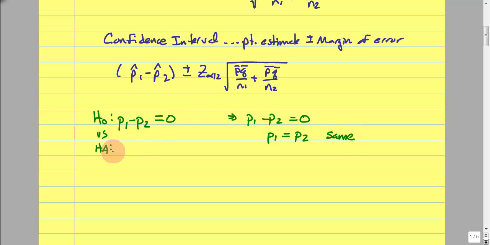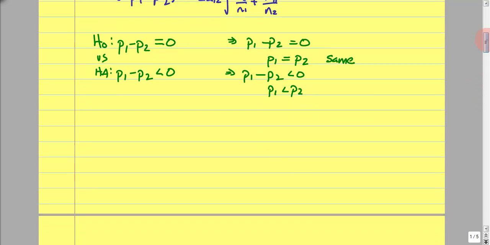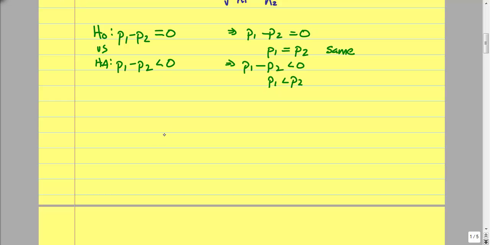Now for the alternative hypotheses, there can be a lot of different ones. Let's look at p1 minus p2 is less than 0. If I add p2 to both sides, I'd get p1 is less than p2. So this alternative hypothesis is actually checking to see whether the proportion of population 1 is less than the proportion of population 2. So that's one hypothesis set that you'll see. Another one could be H0 versus HA again.